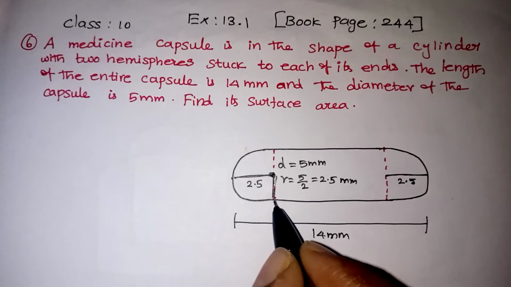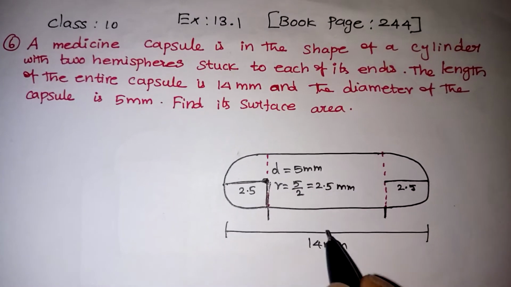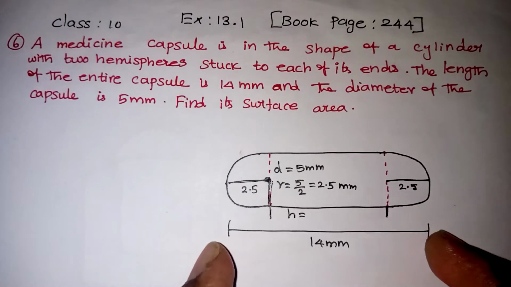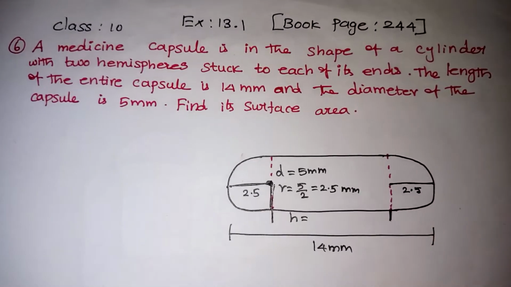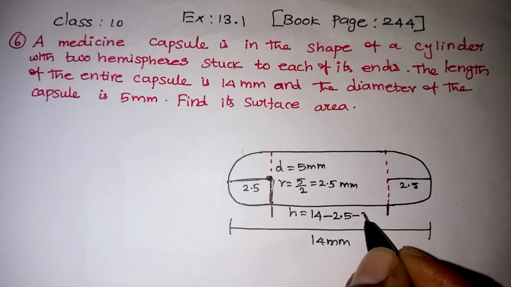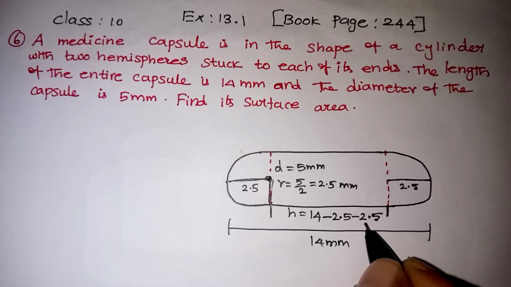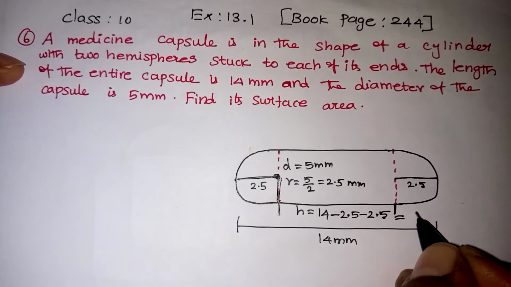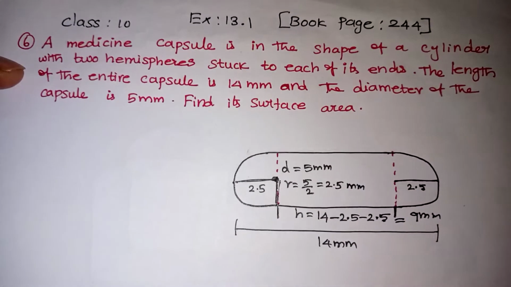Now we need to find the height of only the cylindrical part. From this 14 millimeter I should subtract this side 2.5 and this side 2.5. So you should write 14 minus 2.5 minus 2.5. Minus minus means 2.5 and 2.5 will become 5. So height is equal to 9. So 9 millimeter is the height of your cylindrical portion.